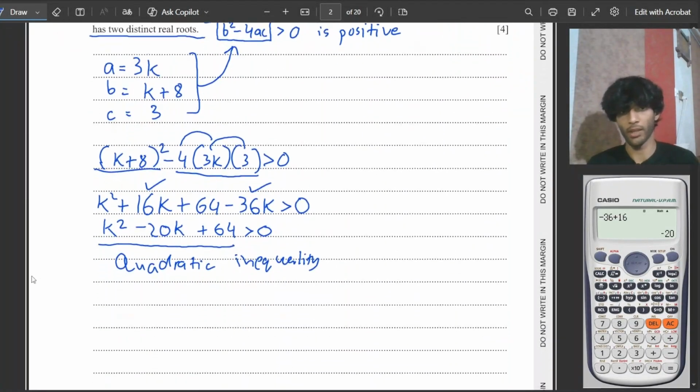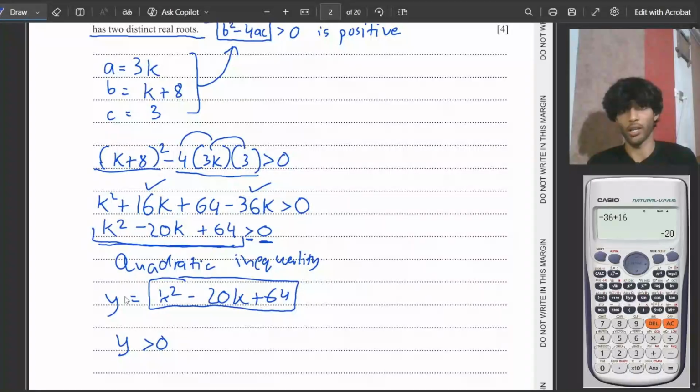So let's say you have some y, and y is equal to k squared minus 20k plus 64. So when you say that k squared minus 20k plus 64 is greater than 0, you're essentially saying that y is greater than 0, because this quadratic expression is equal to y.